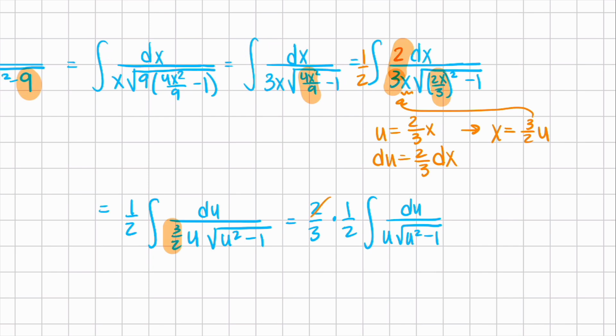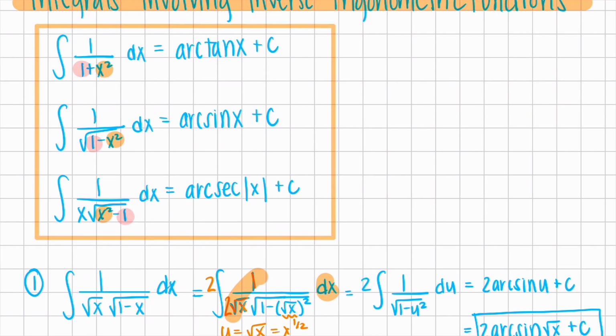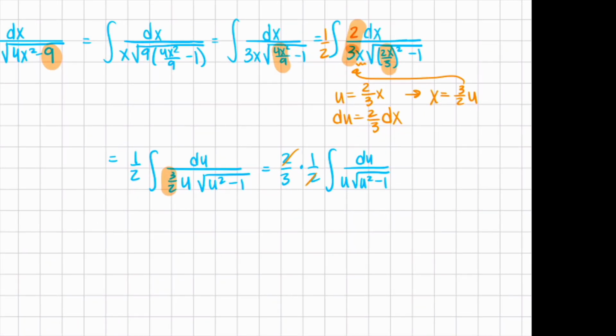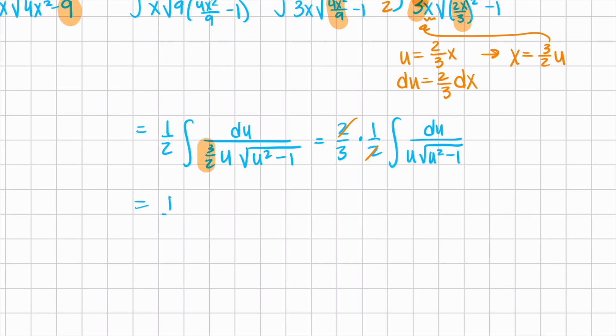All right, notice your 2's cancel. And then also notice that my identity that I'm going to be using is my arcsecant identity. So I'm going to get 1/3 arcsecant of u plus c.